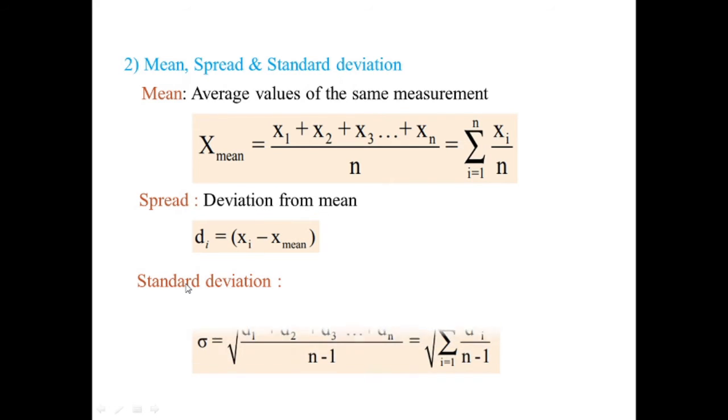Next one is the standard deviation. Standard deviation is given by the relation: square root of the sum of the squared deviations of the values taken from 1 to n, divided by the total number of measurements taken minus 1. So that will give the standard deviation. These are all measures we use for the purpose of statistical analysis.